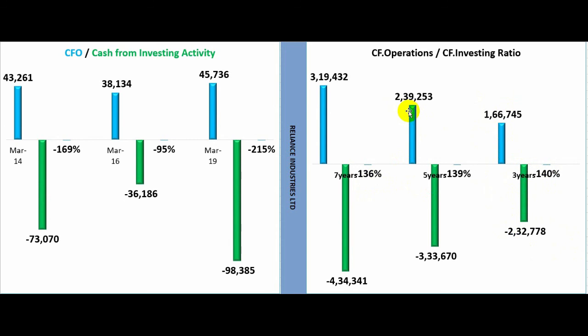So we don't want to see a figure like this, because we want a gradual increase in the growth of the company. If the company is investing more than what it is earning through operating activity, then that means the company is borrowing funds from external sources to invest in its business.